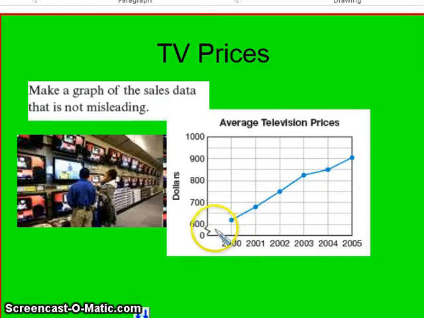Now it's still a little bit skewed because we've got this break right here. So that can lead you to believe that television prices started out really, really low. And now they're really, really high, but that's not necessarily true either. And this is definitely less misleading because you can see a huge difference in the prices.